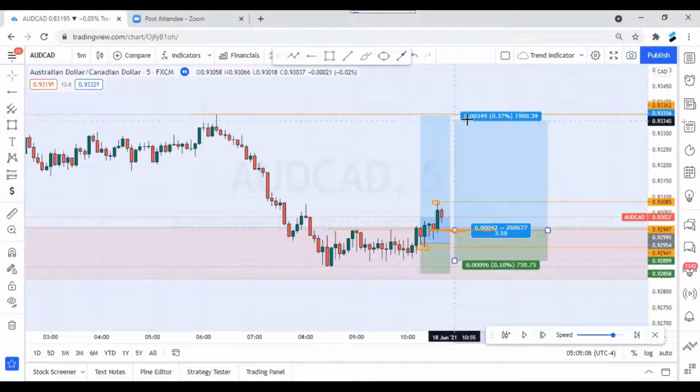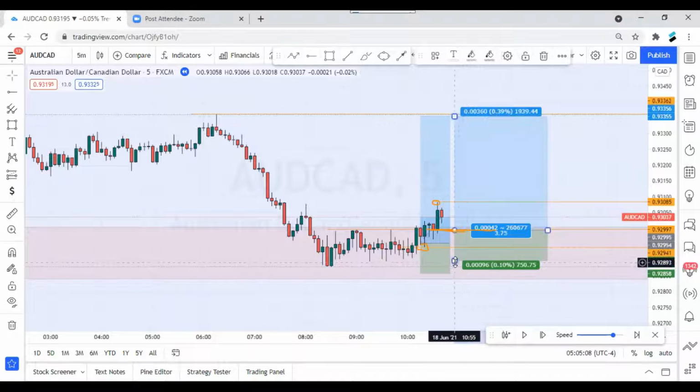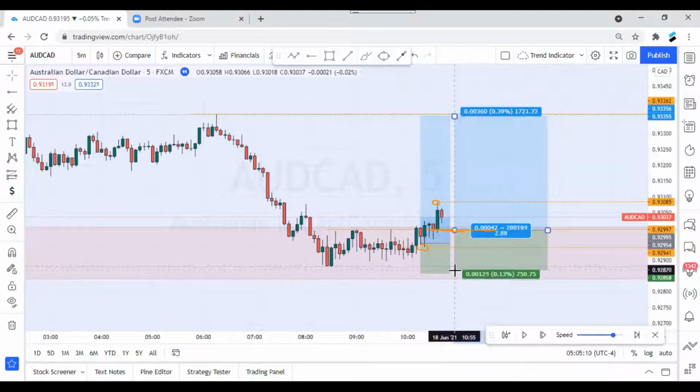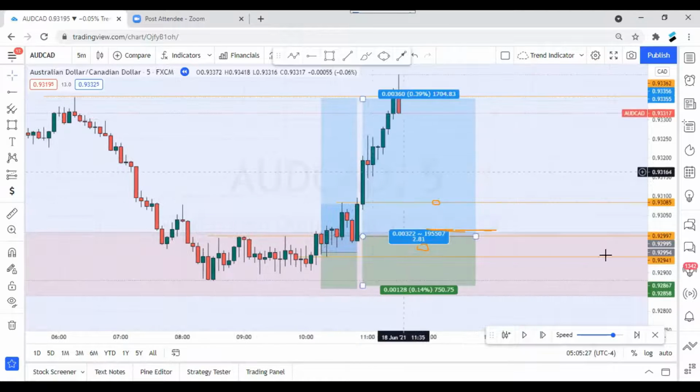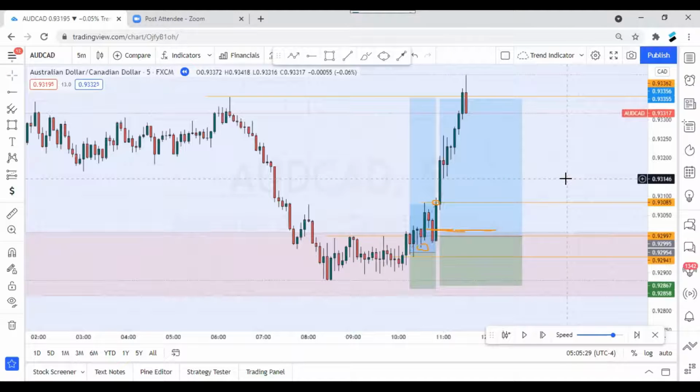And our take profit is going to be the same here. Stop loss, same, below the low there. Okay, order trigger. Our order triggers, price goes up, target hit. Okay, so this is another entry.